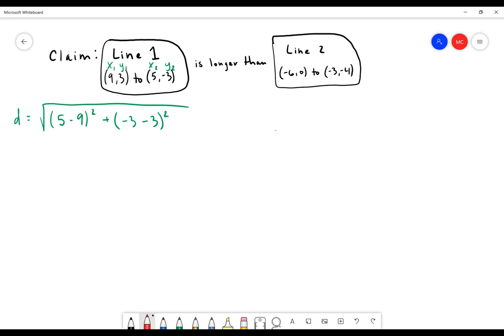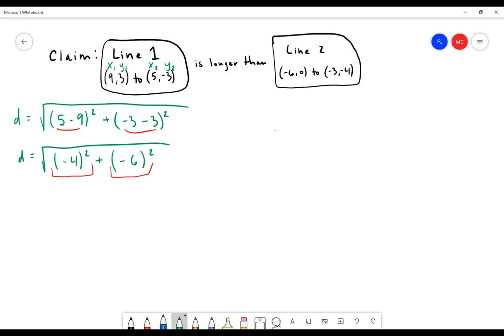Now I'm going to simplify what's inside of the parentheses, and this becomes the square root of 5 minus 9, which is negative 4 squared, plus negative 3 minus 3, which becomes negative 6 squared. Now I'm going to simplify my exponents. Distance is equal to the square root of negative 4 squared, which becomes positive 16, plus negative 6 squared, which becomes 36.